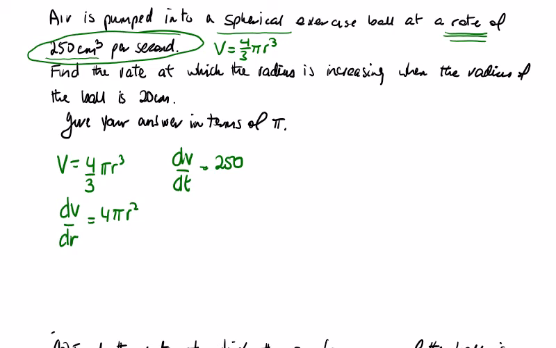So dV/dt is 250. Find the rate at which the radius is increasing. Okay, well the radius has to increase over time too, so we're looking for dr/dt. So we write out our chain rule.